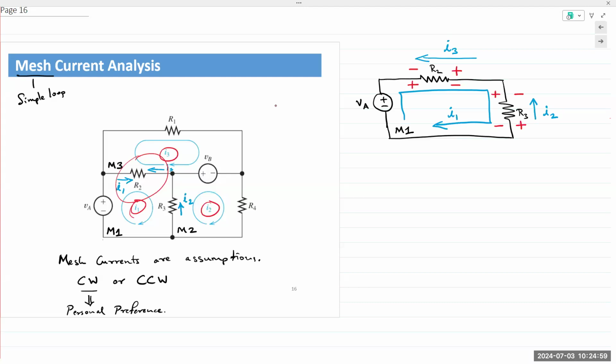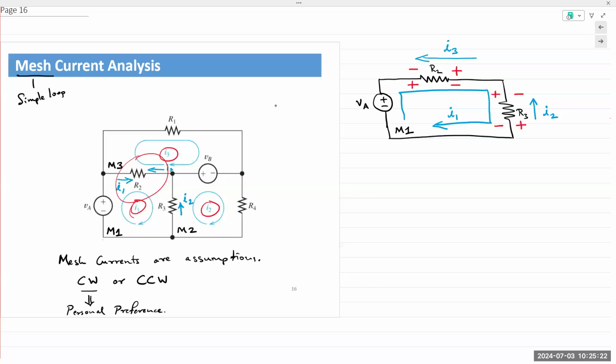Does that make sense to everyone? Right? I2, I1, and I3 are not real. Again, I1 and I3 are not real. They're hypothetical. They're purely theoretical. It is only for the purposes of theoretical analysis. We assign I1, I2, I3, and we assume a direction for those.